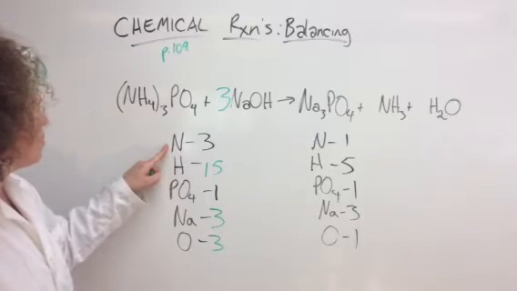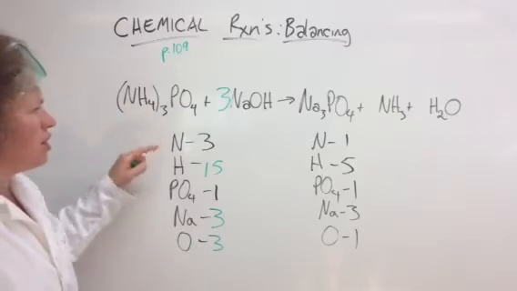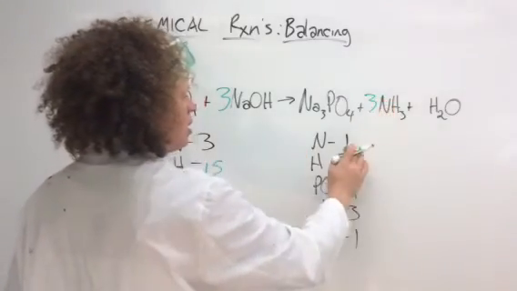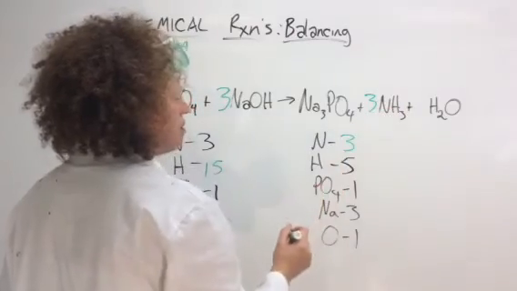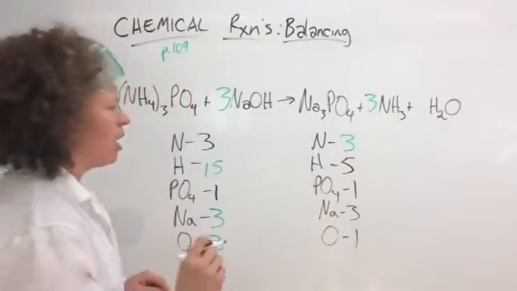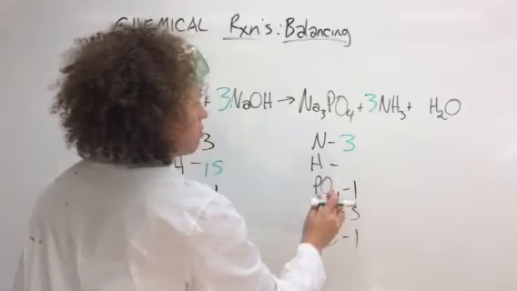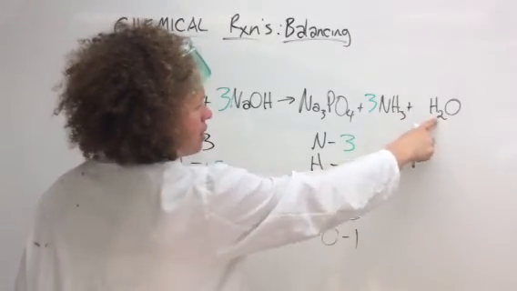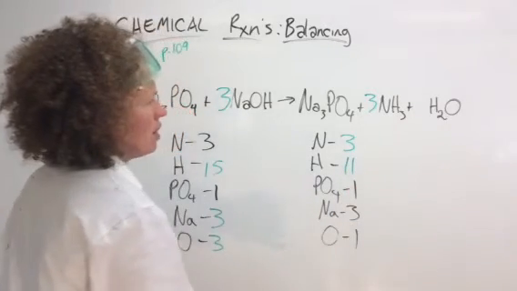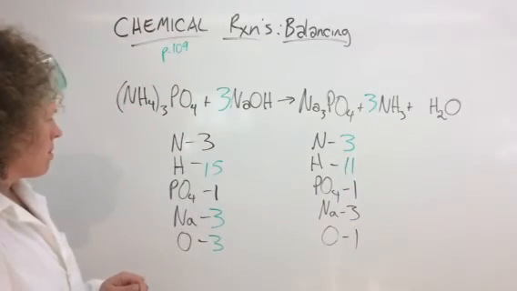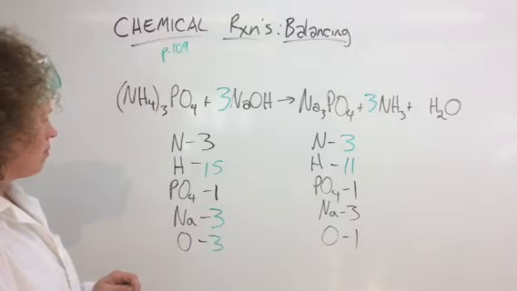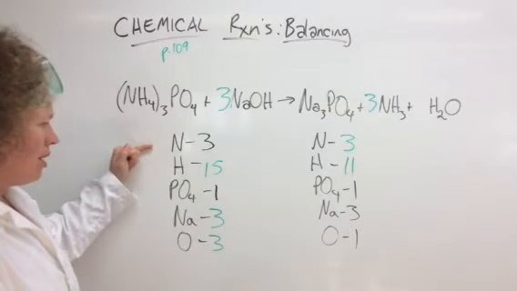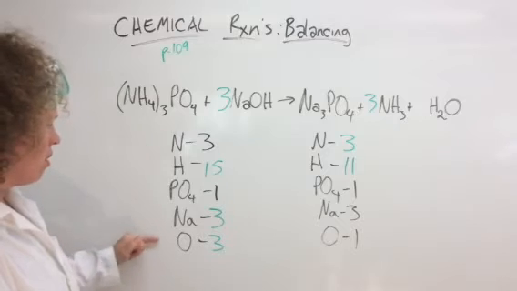Next comes nitrogen. Now I've got 3 nitrogens on this side and only 1 on this side, so I'm going to put a 3 here. That's going to change that to a 3, but it also changes my hydrogen. So I'm going to change my hydrogen to go with it. 3 times 3 is 9, plus these 2 gives me 11 hydrogens.